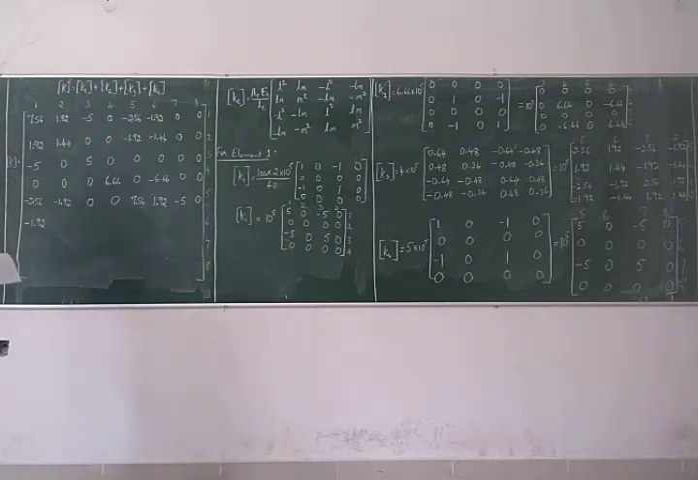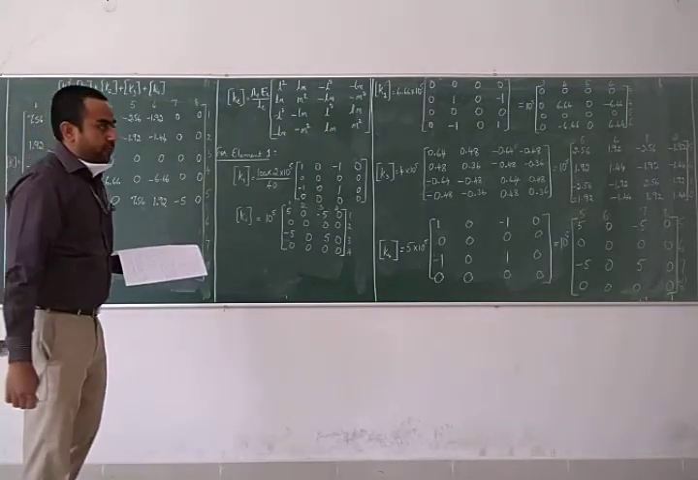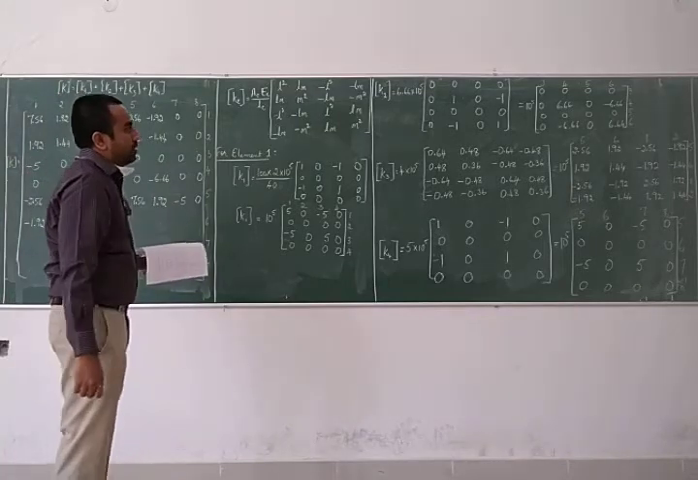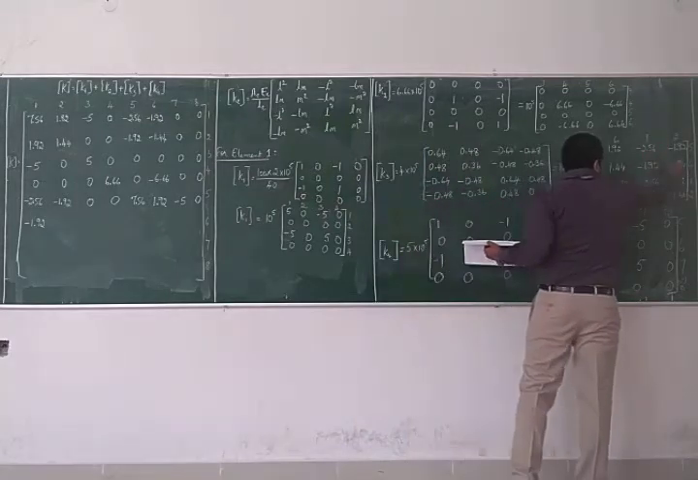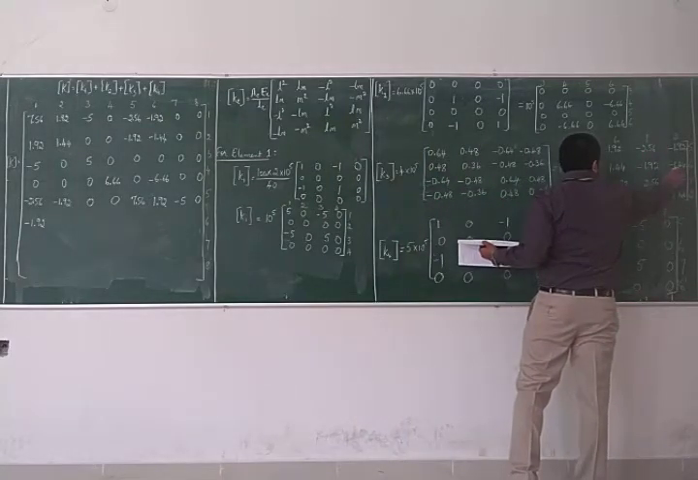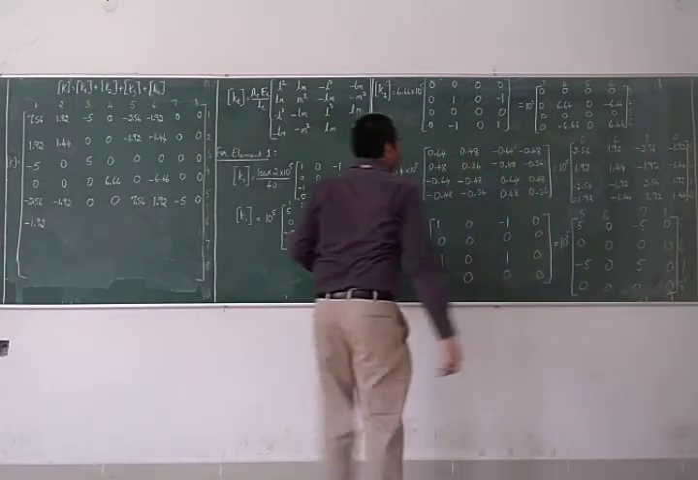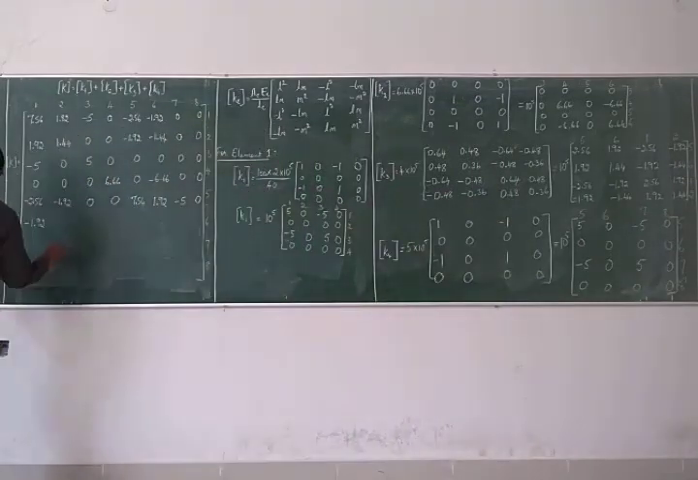Next, second degree of freedom column and sixth degree of freedom row. Second degree of freedom column and sixth degree of freedom row is minus 1.44. So minus 1.44.